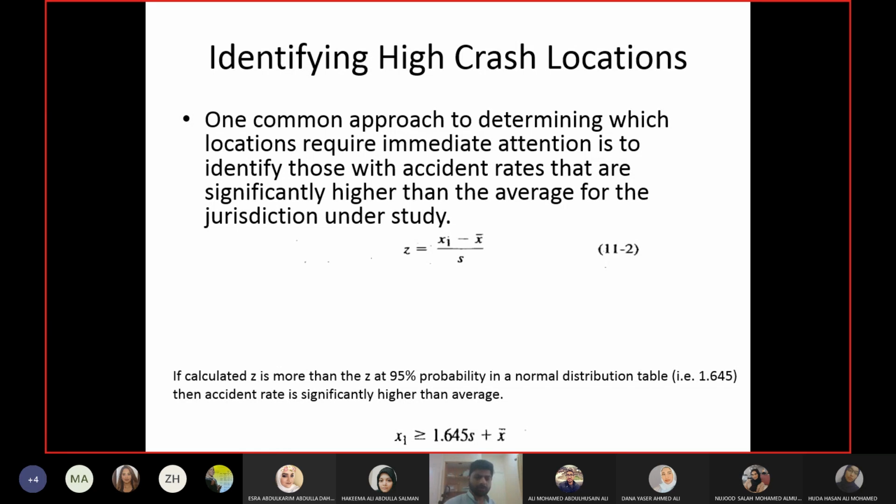So this is a more convenient approach instead of calculating the Z value for each and every site and then going to the Z table to find out the probability. Just calculate this number and compare it with the crash rates. Any site which has a crash rate equal to or more than this number will be taken as a dangerous site compared to the other sites.